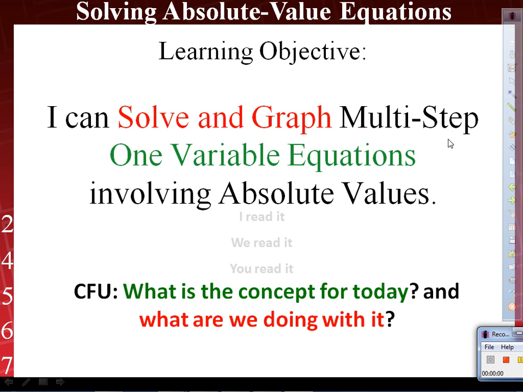All right, here we go. Our objective for today: I can solve and graph multi-step one-variable equations involving absolute value.